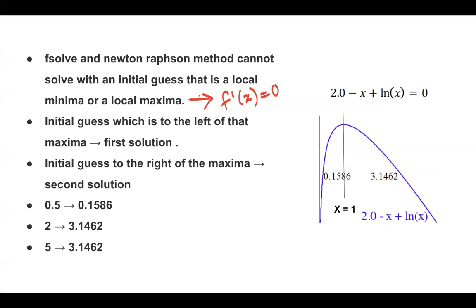When I gave 0.5 here, I got this solution. When I used a value 2, I landed up in this solution. When I use the value 5 also, I land up in this solution. So different initial guesses will take you to different solutions when using fsolve.